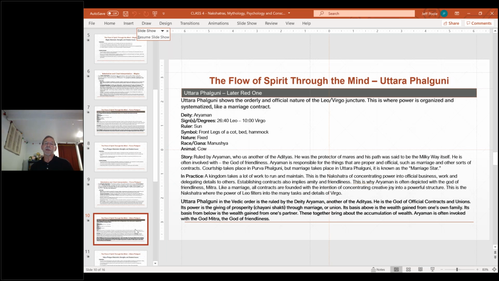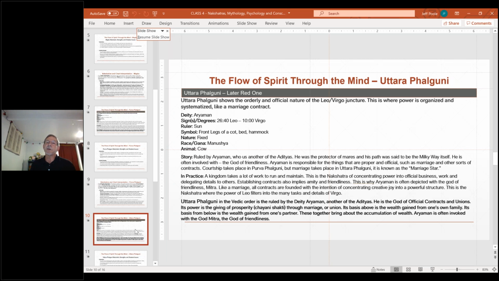So Aryaman, another one of the Adityas, is known as the official person of contracts. Imagine you're in the kingdom and you have all these people that have fallen in love with it, and they're all saying, what can I do? And remember, there are so many tasks that have to be delegated. So Aryaman is the person that delegates the tasks, and then he signs the official contracts with them. He makes sure all that stuff happens.